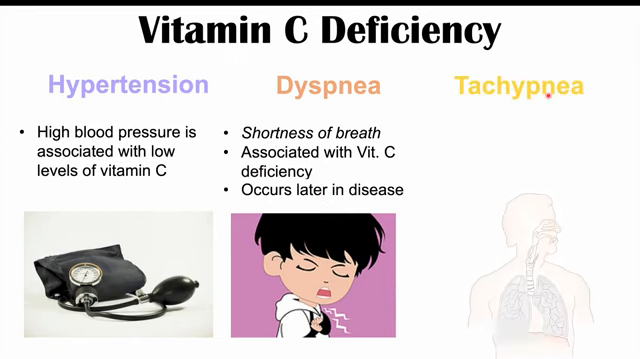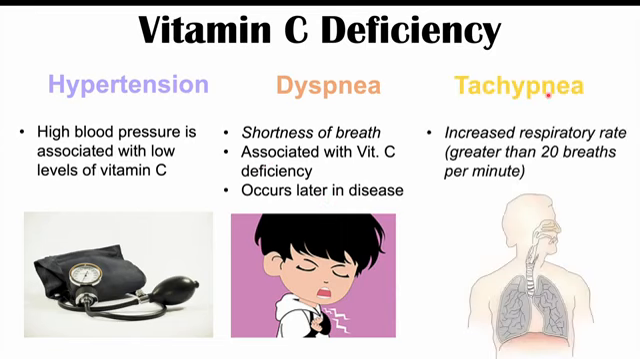And we can also see tachypnea. Tachypnea is increased respiratory rate. So respiratory rate greater than 20 breaths per minute. And again, this can be found in vitamin C deficiency as well.